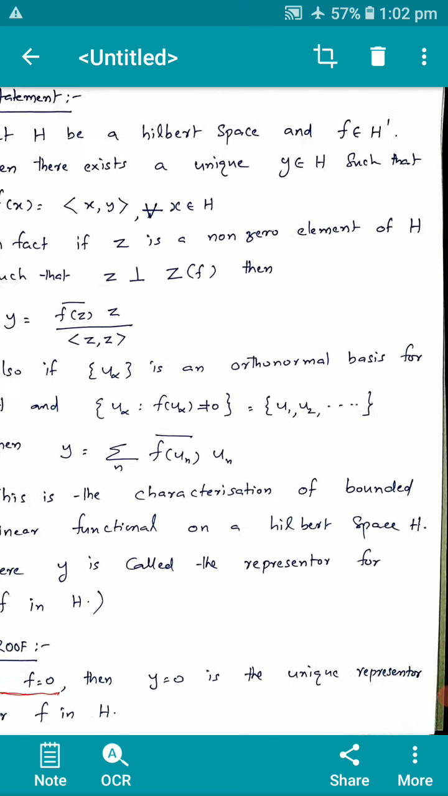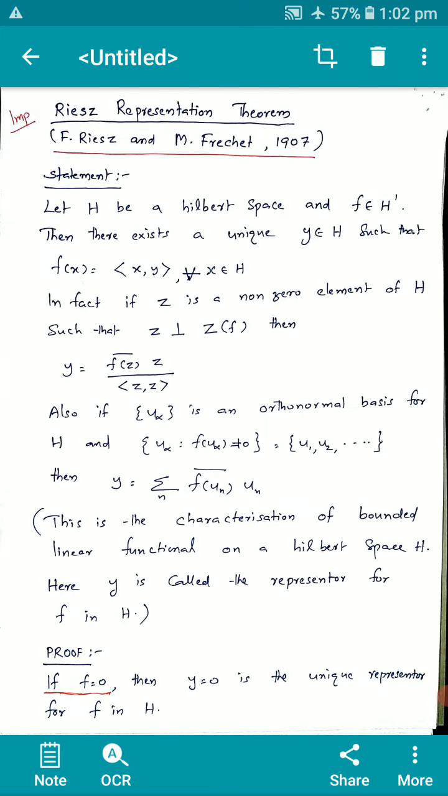This is the characterization of a bounded linear functional on a Hilbert space H, and y is called the representer for f in H. In this theorem, what you are getting is a y, and this y is called the representer. That is the Rees representation theorem. This theorem gives the idea of a representer and how this representer is calculated. What is the formula for calculating it? That is what is proved in this particular theorem.